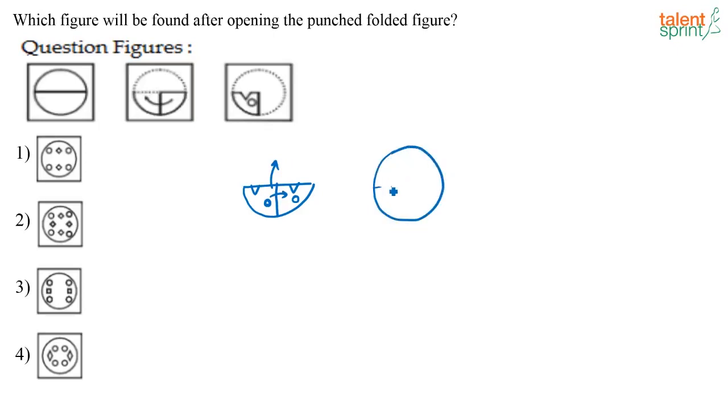So this is the center. Here already you have 2 cuts like this and 2 circles here. Now what will happen? When you open it to this side, the same thing will replicate on the other side as well. So the figure will look like this, which is option 4. So option 4 is your right answer.